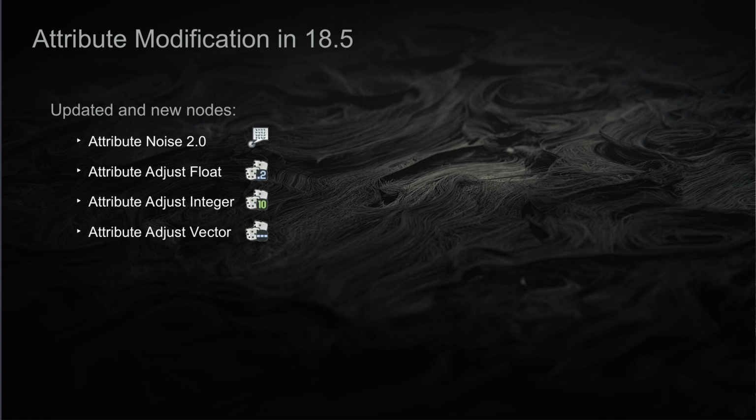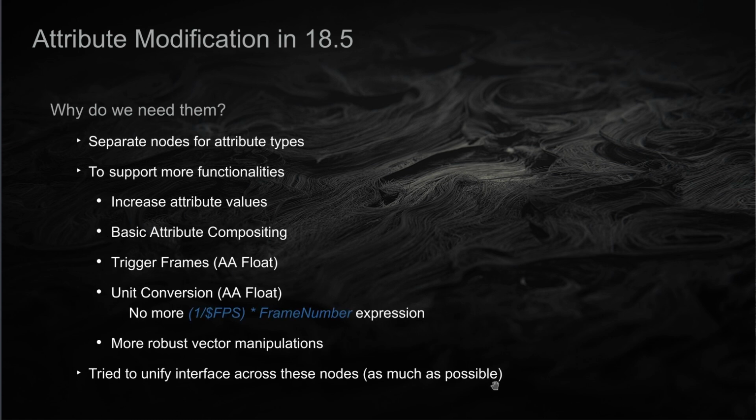So, attribute modification. For 18.5 we have updated the attribute noise node, and we have created a new family of nodes, the attribute adjust nodes. So we have now adjust float, adjust integer, and adjust vector nodes. So why do we need them? What we wanted is to give more functionality for each attribute type. So you might need different controls to modify a vector attribute than modifying, let's say, an integer attribute. And also we wanted to give more functionality to control each of these attribute types.